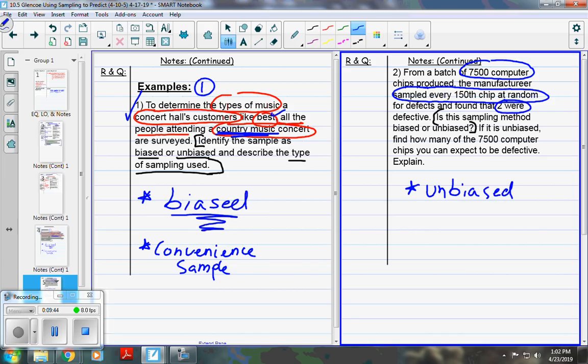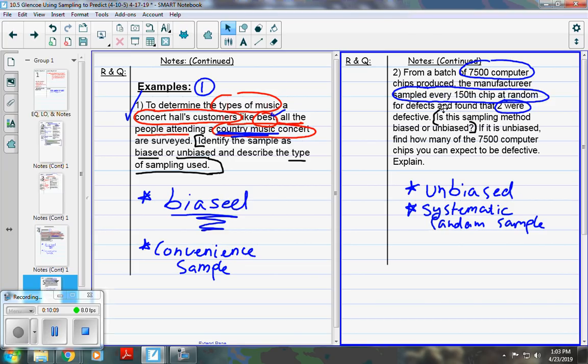I don't think the question asked, but do you know which unbiased sampling technique this was? If you said systematic random sample, that is right: we have a randomly generated sample being created because we're just selecting the 150th chip, no matter what it looks like, every single time. Now that we have learned this is a systematic random sample and we did it correctly, it's unbiased, so we can extrapolate to how many defective chips actually exist in the entire 7,500 computer batch. We're going to learn how to do this in class.